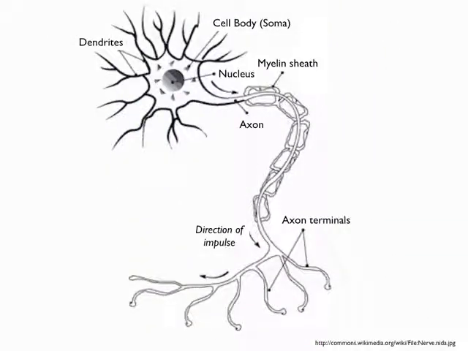Remember also that in a myelinated neuron, like the one pictured here, action potentials only occur in the nodes of Ranvier. These are areas where there's no myelin insulating the nerve, and it produces faster conduction, as the impulse can jump from one node to the next.